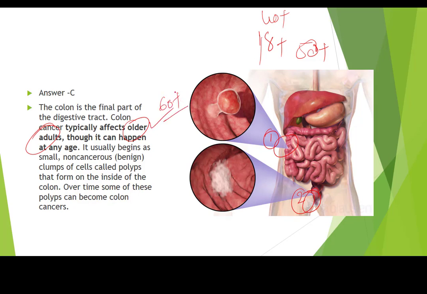It can happen at any stage, so we can assume any age that is 18 plus. It usually begins as very small clumps of cells called polyps that form inside the colon, as we see in the location here. Over time, some of these polyps can become colon cancers.